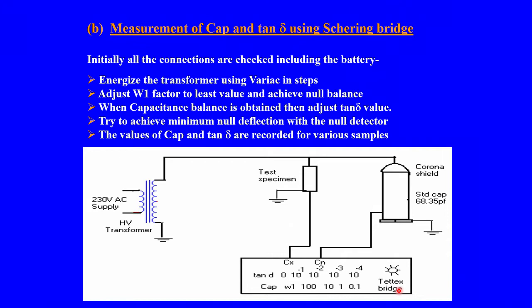When the capacitance balance is obtained, then adjust the tan delta value. First, we have to obtain the capacitance balance, and further we do the adjustments for the tan delta. Try to achieve a minimum null deflection, that is important with the null detector. The values of capacitance and tan delta could be recorded for various samples or test specimens in the circuit. This is again a simple bridge which is used in the laboratories for measurement of capacitance and tan delta.